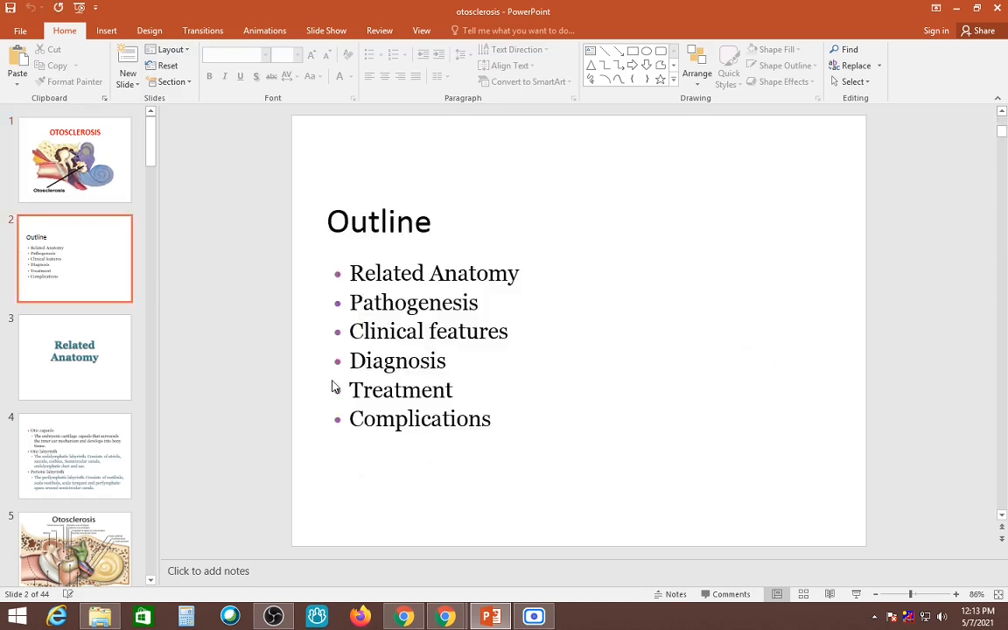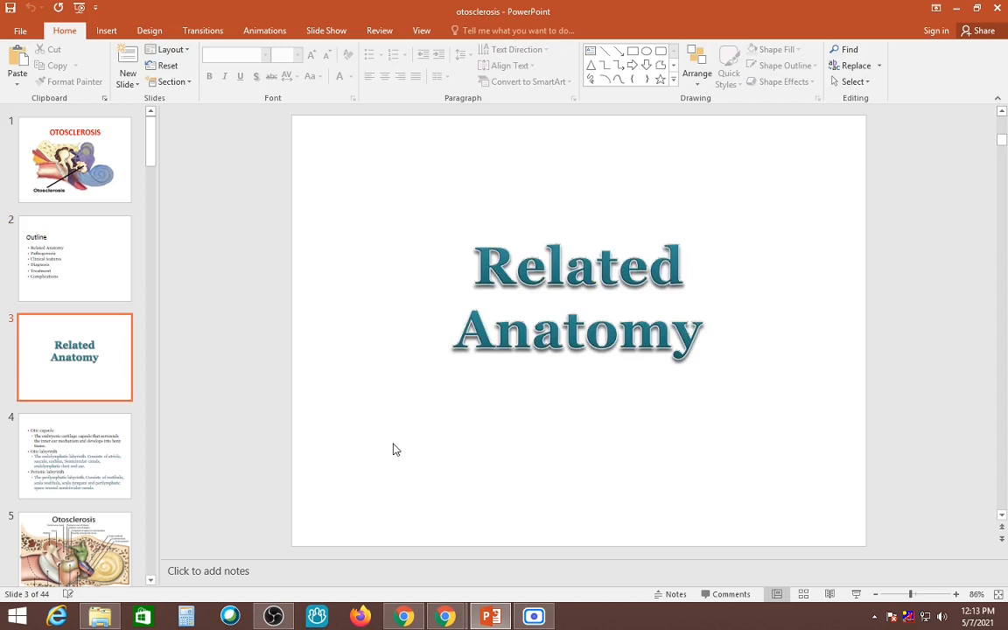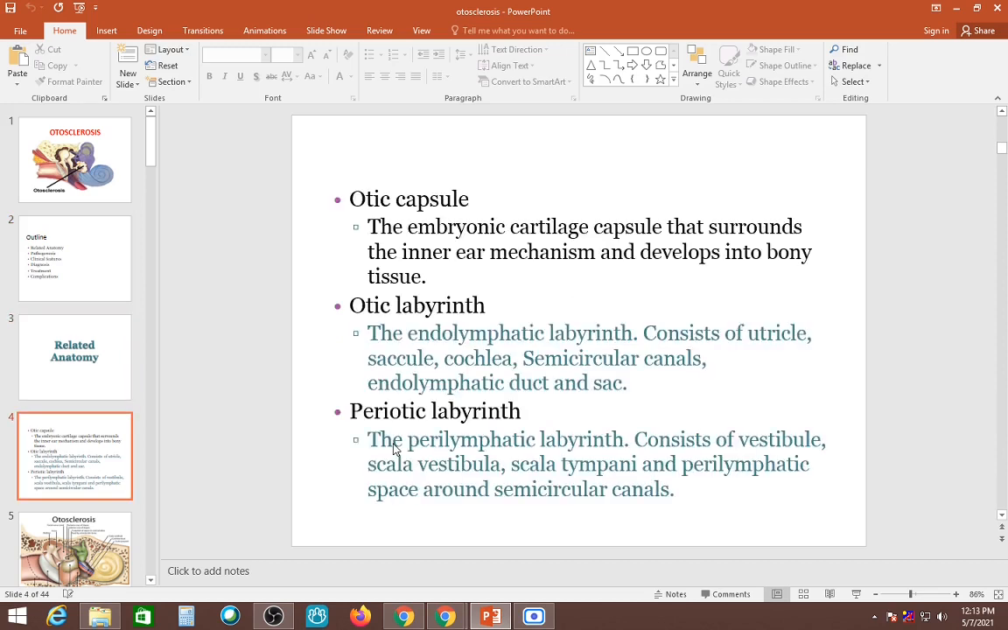The outline for today is given here. Related anatomy, which we will discuss in relation to otosclerosis, then the pathogenesis, clinical features, diagnosis, treatment, and complications. These are all going to be discussed now. First of all, we'll discuss related anatomy, before discussing the otic capsule, otic labyrinth, and periotic labyrinth.